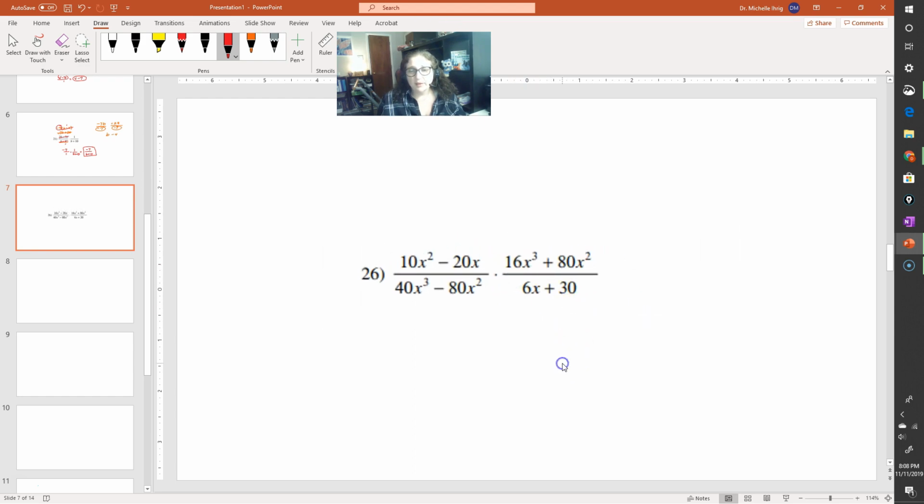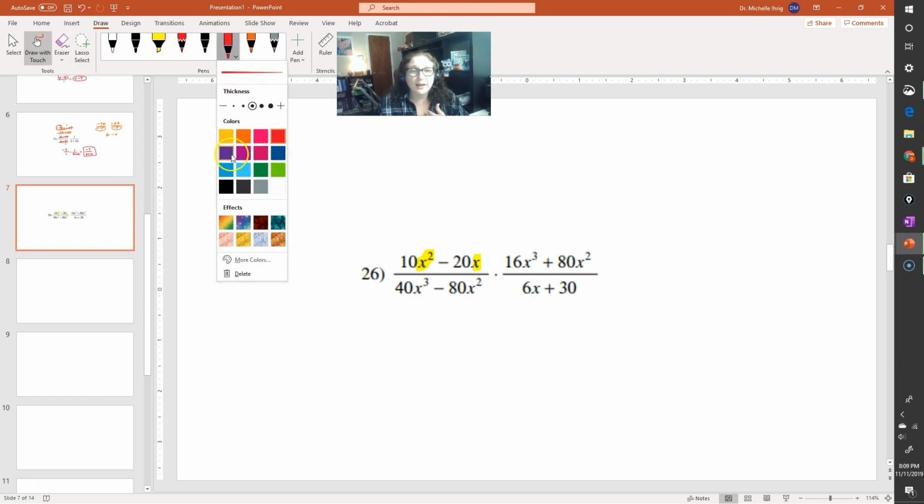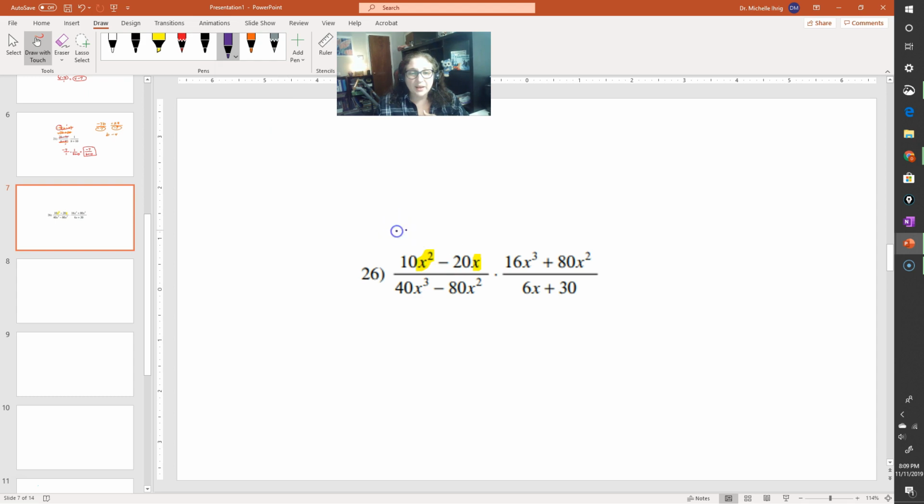Okay, here's some ugly ones. First, I look for the greatest common factor. I see that this first one has an x squared and an x. So let's just deal with that first. Because they both have an x, I'm going to pull that x out because that's what they have in common. So I'm going to put an x here.